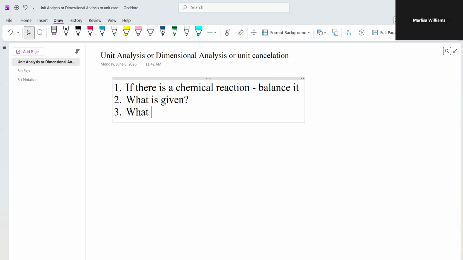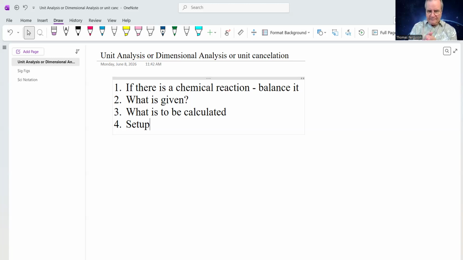Number 3, what is to be calculated? And then 4 is the setup. Every single problem we're going to be doing from now till the end of July follows these 4 steps. Now, step number 2 is, this is assuming we're given one quantity. Sometimes you're given 2 quantities as the given, and then this gets a little more complicated, but it's basically the same thing. Okay, so no chemical reaction, skip number 1.